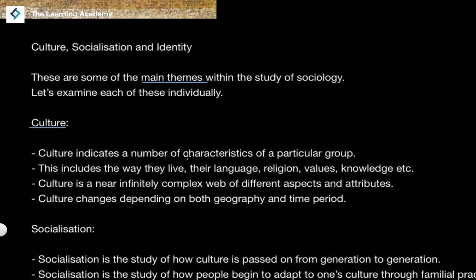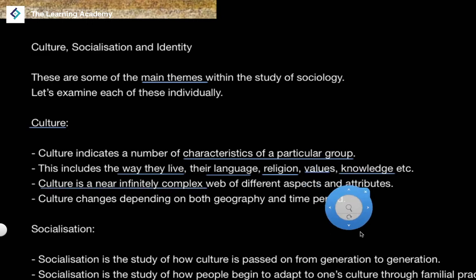Culture indicates a number of characteristics within a particular group. These include things like their way of life, a particular language, religion, values, and knowledge, for example. This is a non-exhaustive list of different things that we can use to identify different groups. The problem with culture is it is a nearly infinitely complex web of different aspects and attributes.